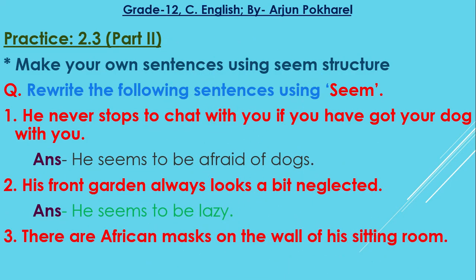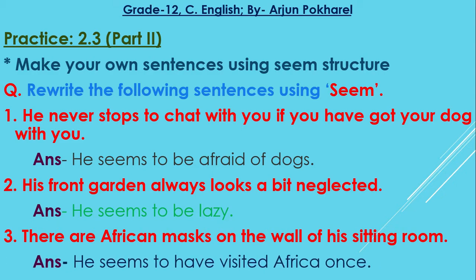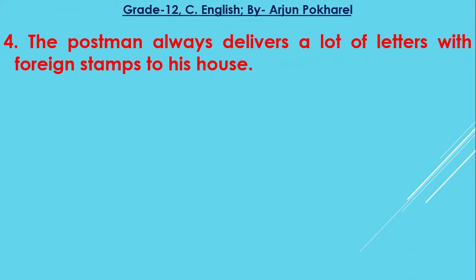Next one is there are African masks on the wall of his sitting room. When you go to his room, you can see the African masks hanging on the wall of his sitting room. That's why he seems to have visited Africa once. What do African masks mean? He seems to have visited Africa once, because there are African masks on the wall of his sitting room. In this way you can do.